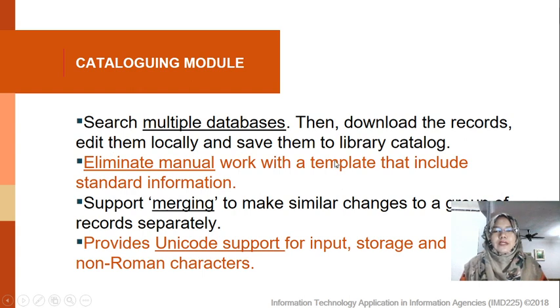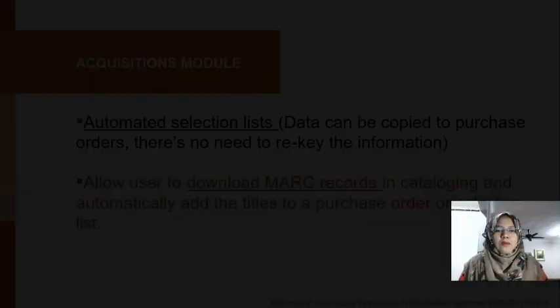While for the cataloging module, they search multiple databases, then download the record, edit it locally, and save it to the library catalog. This is the process of how copy cataloging is done. It eliminates manual work with a template that includes standard information, supports merging to make similar changes to a group of records separately, and provides Unicode support for input, storage, and display of non-Roman characters. This is how ILMU operates, especially in the cataloging module.